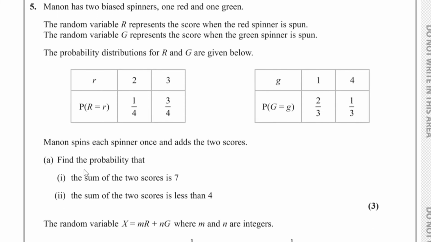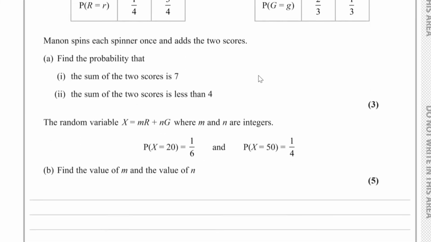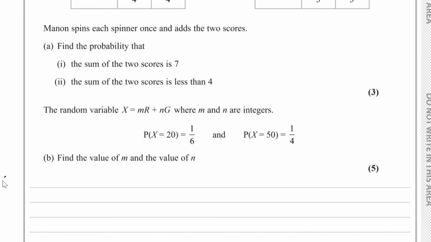For the first part of part A, we have to find the probability that the sum of the two scores is 7. So we want a sum of 7. How could we get 7? Well, adding 3 to 4, we get 7. Which implies, for the first part of part A, that R equals 3 and G equals 4.